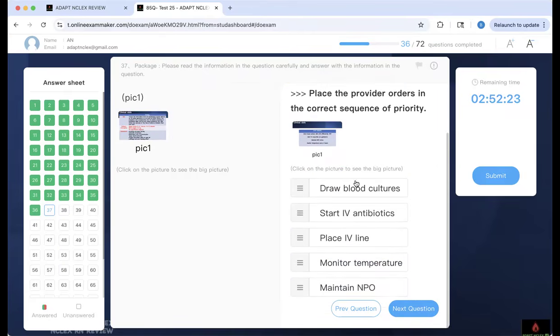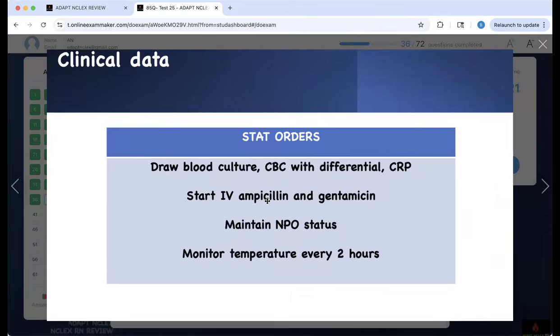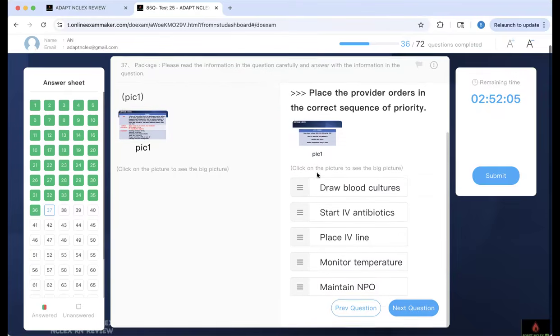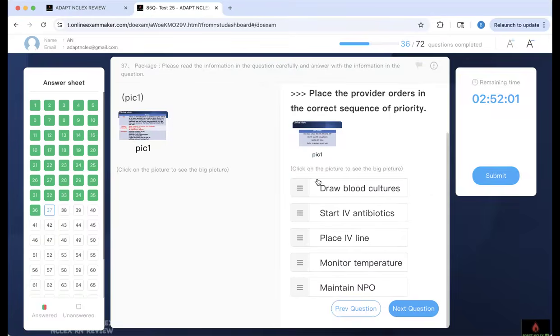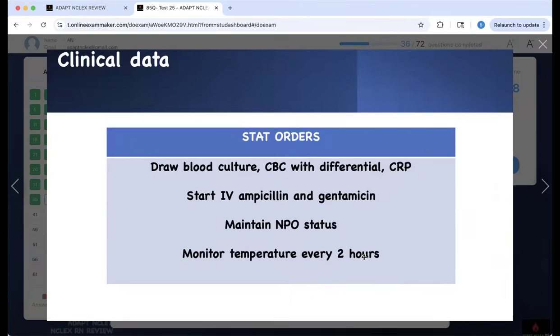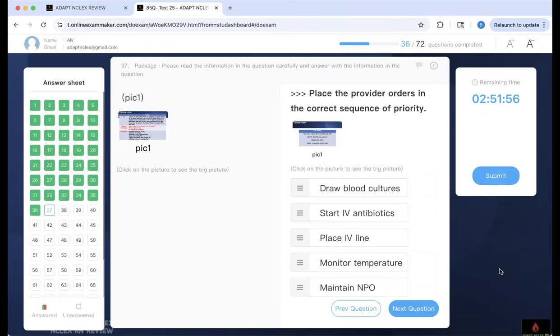Place the provider orders in the correct sequence. What orders do we have? The provider said: draw blood culture, CBC, and CRP for infection. Start IV ampicillin and gentamicin, that's antibiotic. Keep the kid NPO so that they don't eat anything, and monitor their temperature every 2 hours. That means we worry about sepsis. What would you do? How will you arrange this? Based on the orders they're giving, which one do you want to do first?